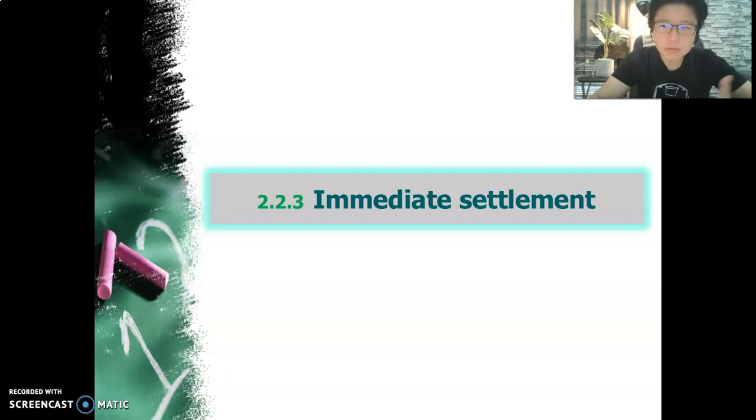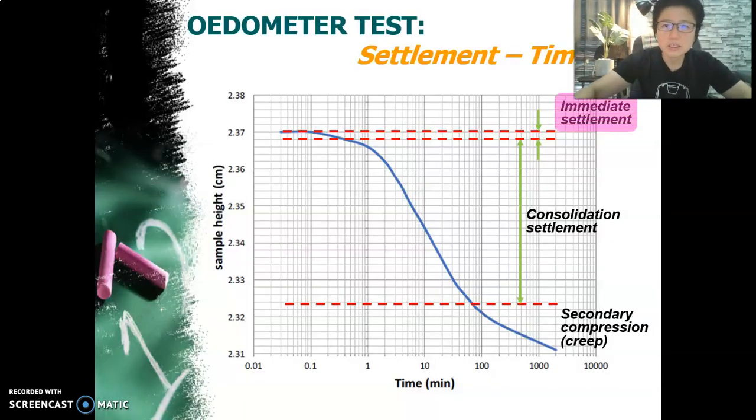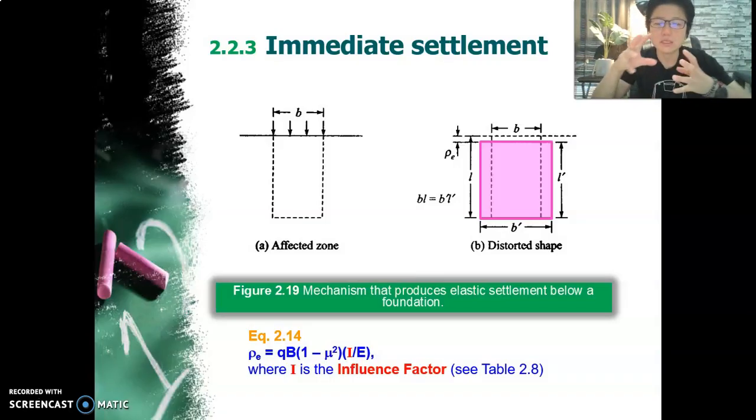So you recall we talked about this earlier on, about immediate settlement. That is this part of the curve. When you first load it up, it's going to have a certain deformation. Remember, it's a deformation that is temporary because it's elastic, right? Because of the soil slightly rearranging itself. When you take out the load, you still bounce back. And a lot of times it's just air cushion, alright?